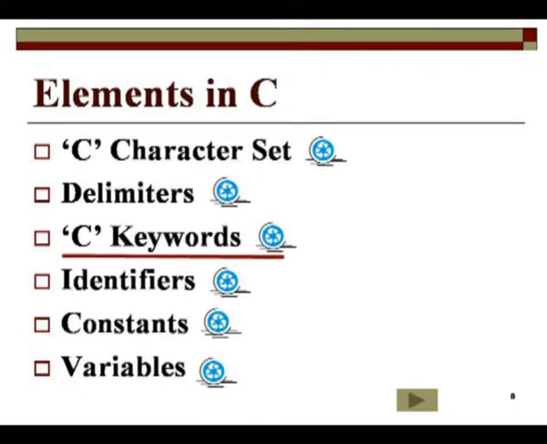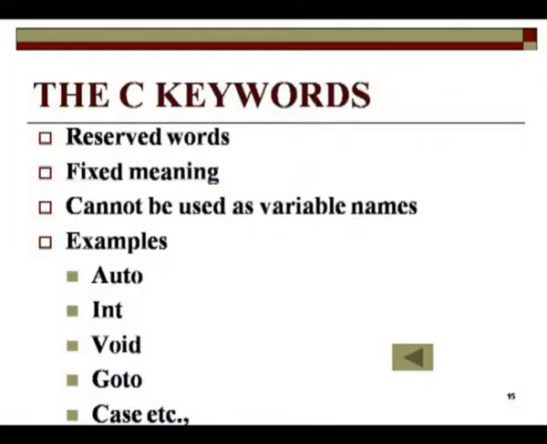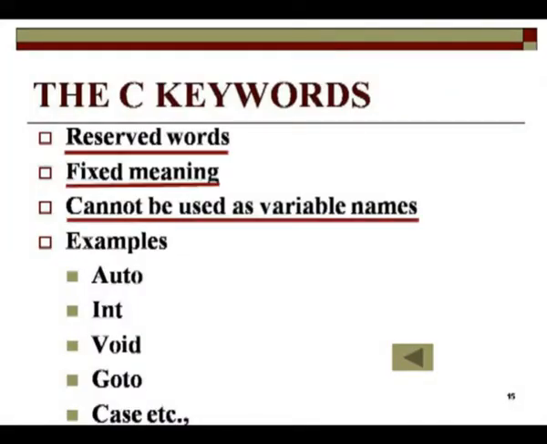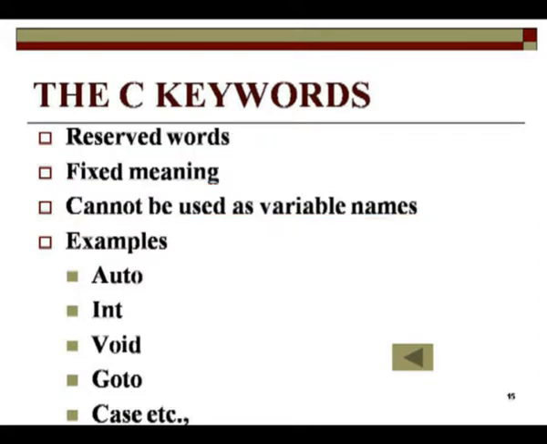Next, let us look at the C keywords. Now, what is meant by a keyword? A keyword is one which has already a reserved meaning. It has a fixed meaning. It cannot be changed. It is reserved for a particular purpose. So, they have a fixed meaning and they cannot be used as variable names.